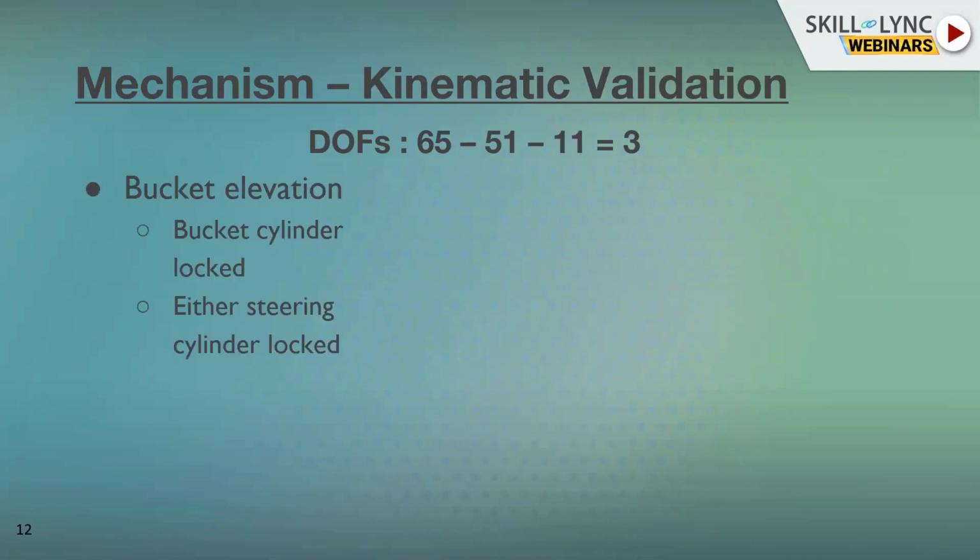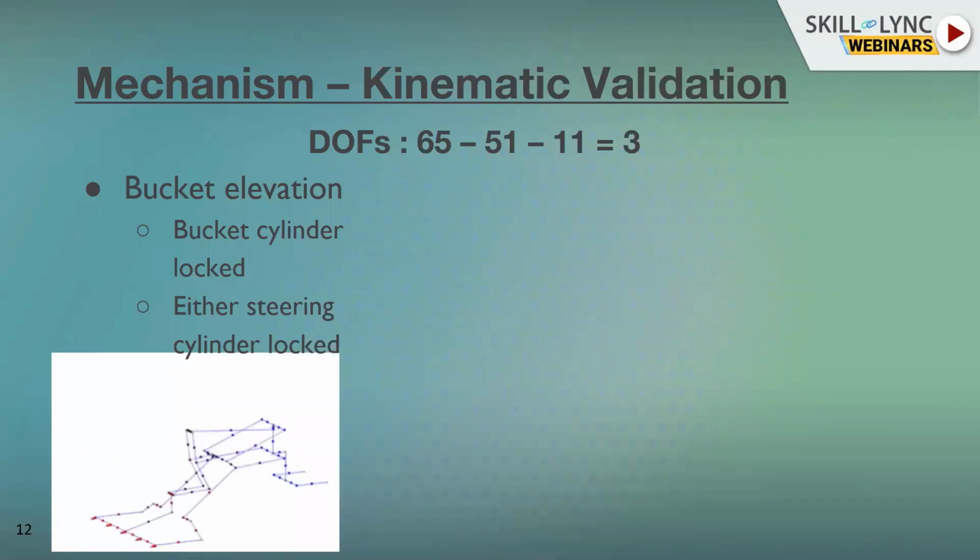Now let's look at the bucket elevation. In order to realize a bucket elevation, we are going to lock the bucket cylinder and the steering cylinder. And let's see how this motion happens. So this is the bucket cylinder. Bucket elevation is happening through your boom cylinders. The boom cylinders, as you can see, are rotating as well as elongating. The purpose of having a hydraulic cylinder is to actuate your mechanism. Here we see how the bucket elevation is getting actuated through boom cylinders.